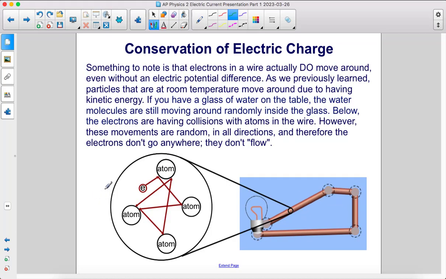Something to note is that electrons in a wire actually do move around, even without an electric potential difference. As we previously learned, particles that are at room temperature move around due to having kinetic energy. If you have a glass of water on the table, the water molecules are still moving around randomly inside the glass. Below, the electrons inside this wire are having collisions with atoms in the wire. However, these movements are random in all directions, and therefore the electrons don't go anywhere in particular. They don't flow in one direction.